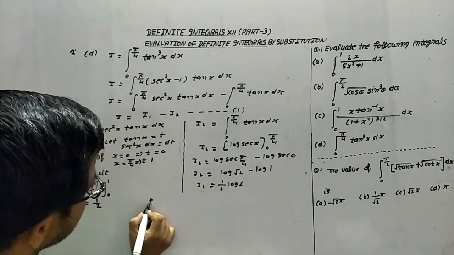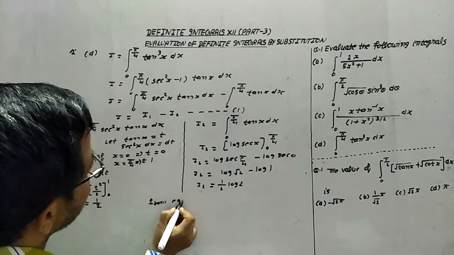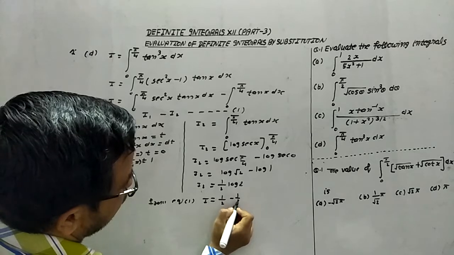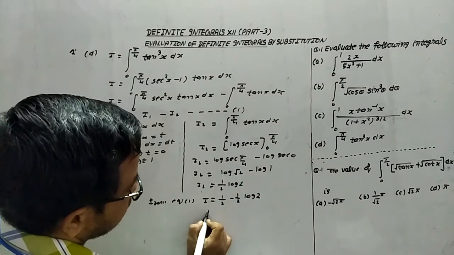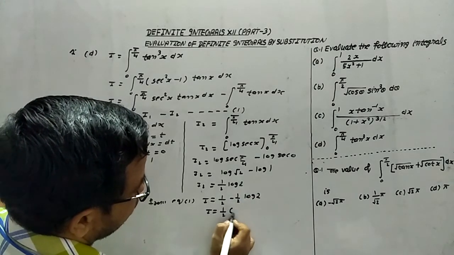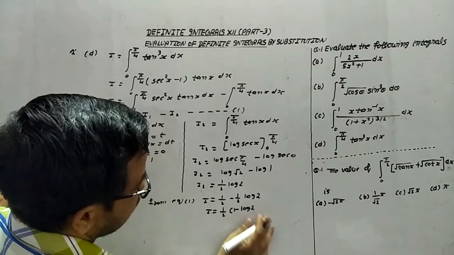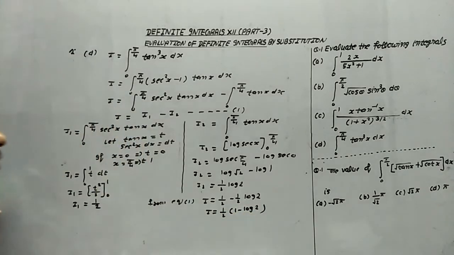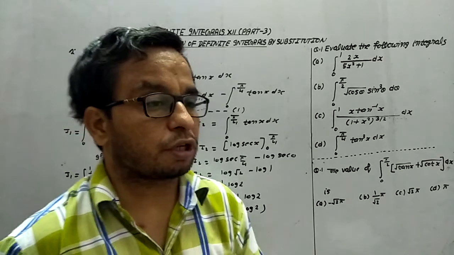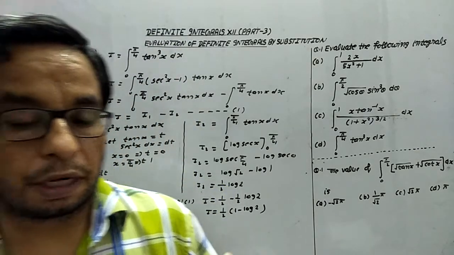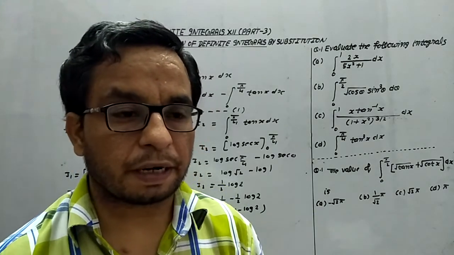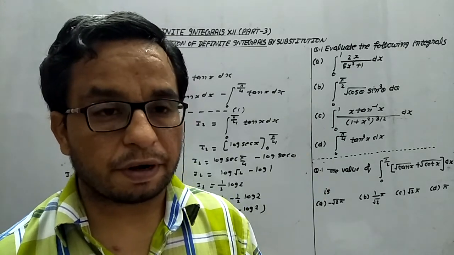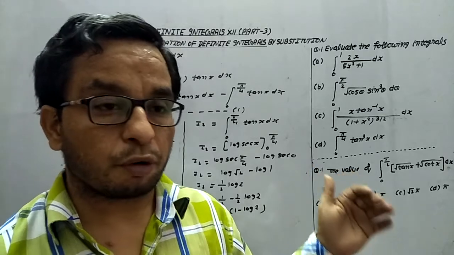Now from equation 1, what we are observing? I is equals to half minus half log 2. It means I is equals to half common, 1 minus log 2, and this is the answer for this question. So this is the way to do the solution by substitution method. There are so many questions, you can do the practice. Starting we have to do like that only, indefinite integral. At last we have to put the limits.